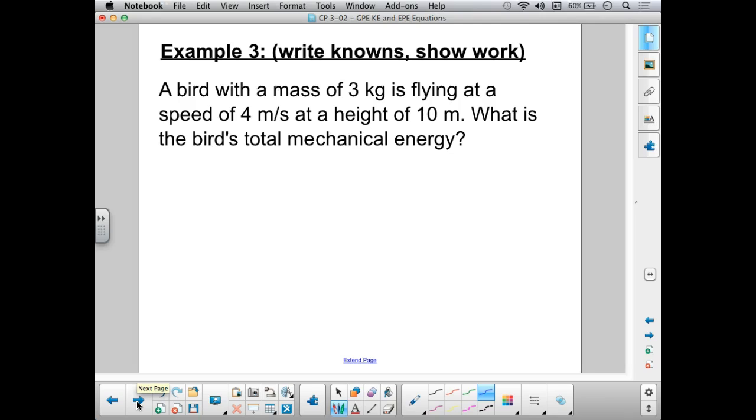Okay, let's see how we did. This one is a little bit more challenging because there's more information. Let's see how we can do this problem. Step one, as always, I'm going to write my knowns.